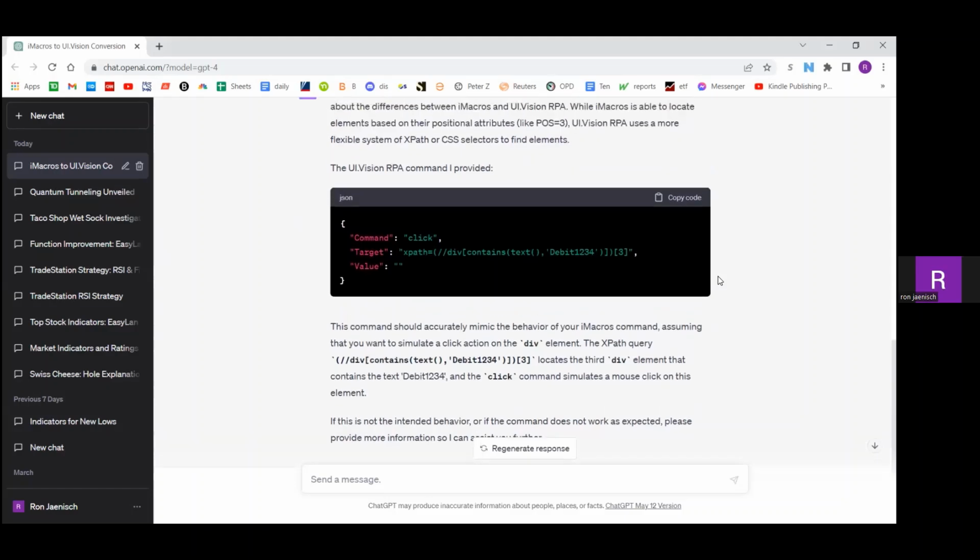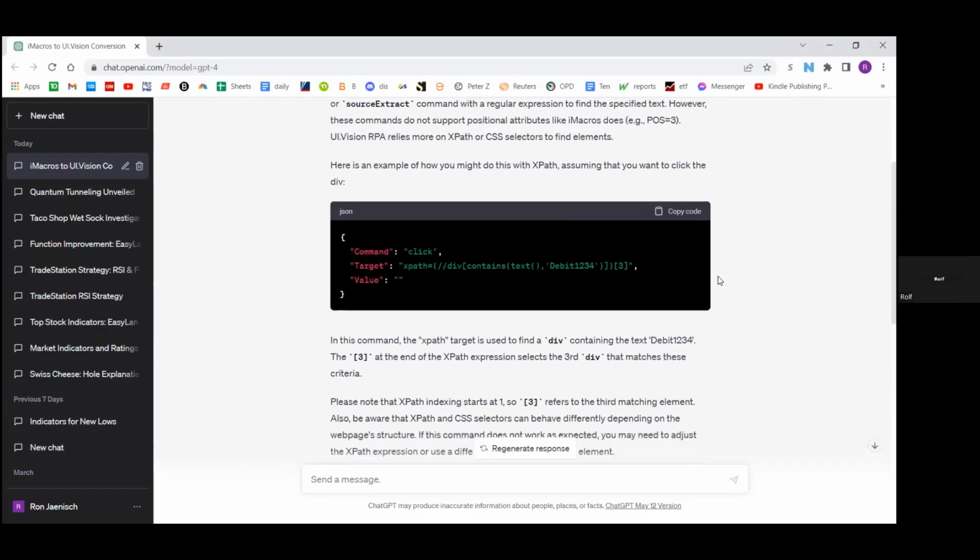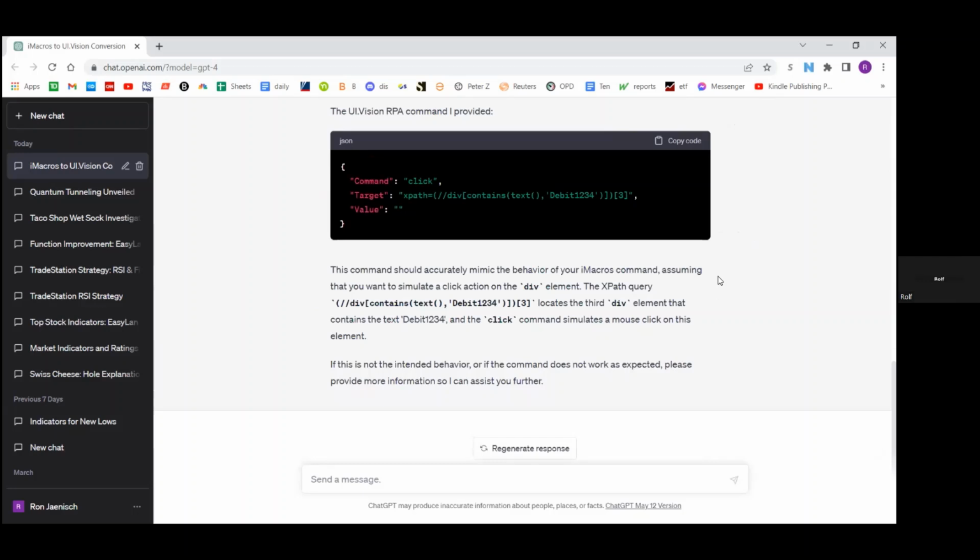Okay, was this correct? Is it wrong? I don't know. I have to put it in and test it in the UI Vision command module and see if it works. Got it.